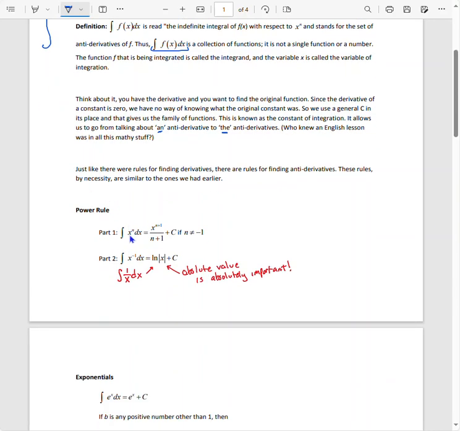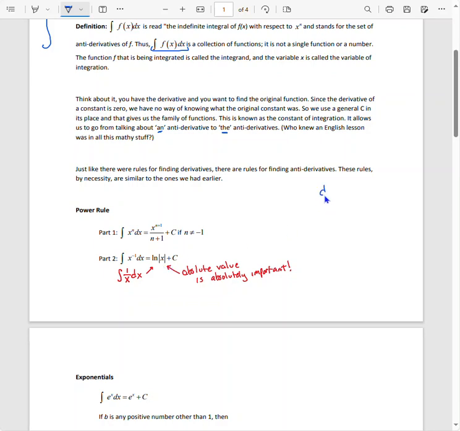Okay, so part one. The integral of x to the n dx is x to the n plus 1 over n plus 1 plus C if your n value is not equal to negative 1. What happens if n is negative 1? Negative 1 plus 1 makes a division by 0. That's an issue. So the special case is when n equals negative 1, but we know that x to the negative 1 is 1 over x. We happen to know a function that has 1 over x as a derivative, so the antiderivative is right there, the natural log of the absolute value of x.